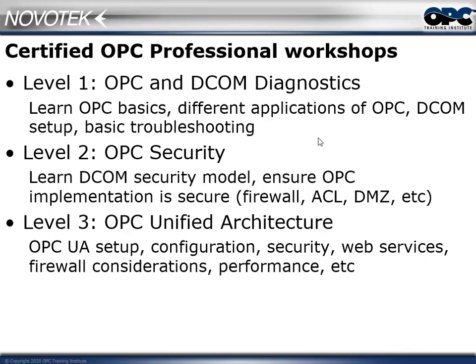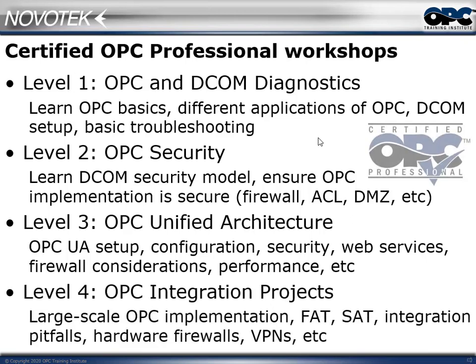Now, I see a question here, which is, well, why do I need to take level 1 and 2 if I'm only interested in OPC UA? And if that's what you're actually interested in, or if you want to take the levels out of order, that's fine. Talk to your Novotek representatives, and we can always make exceptions for people who feel that they know a lot more, that they have a lot more background than the courses. If you want to skip the prerequisites, you can.